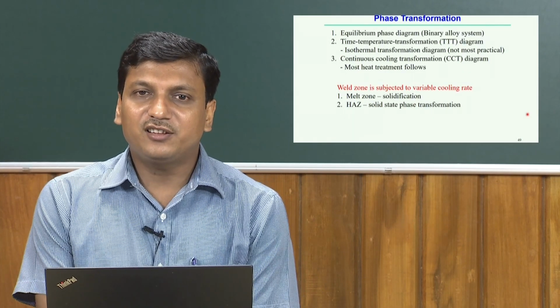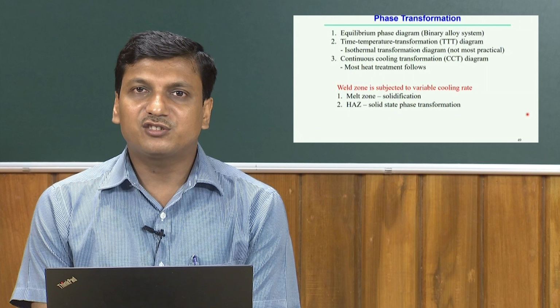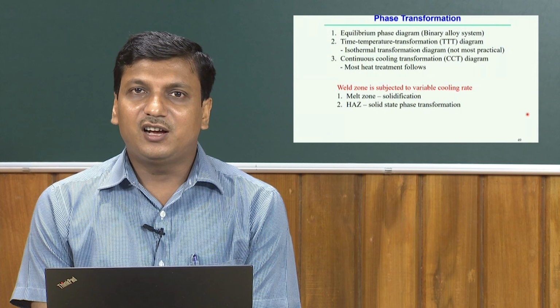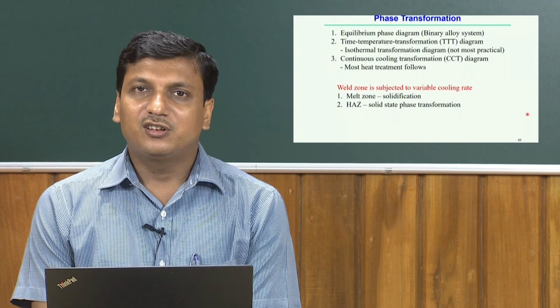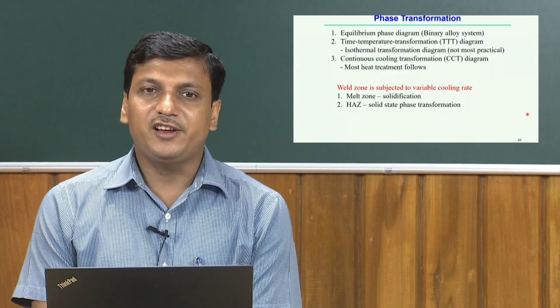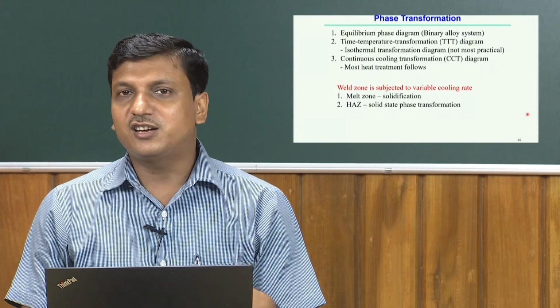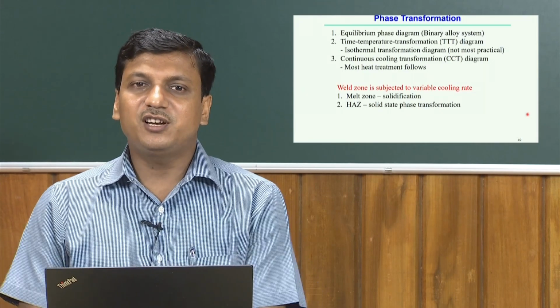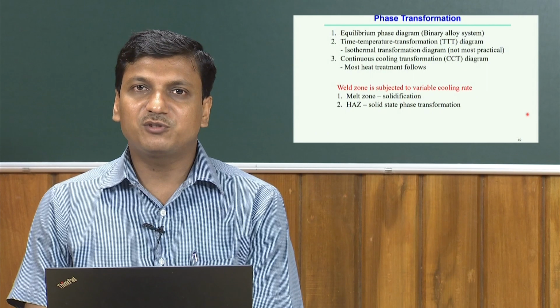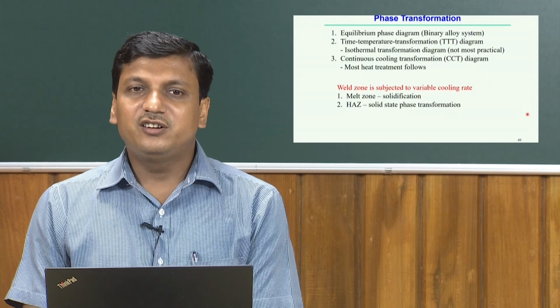But if you look into the other diagram, the time temperature transformation diagram, we represent the different phase transformation lines with respect to the axes, where one is the temperature axis and another is the time axis. Similarly, in case of the continuous cooling transformation, that is called the CCT diagram.